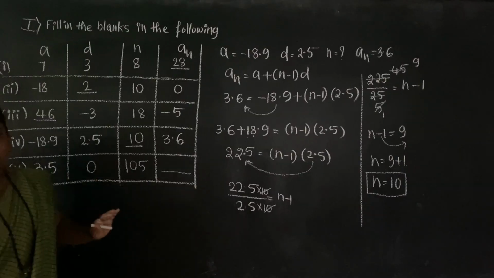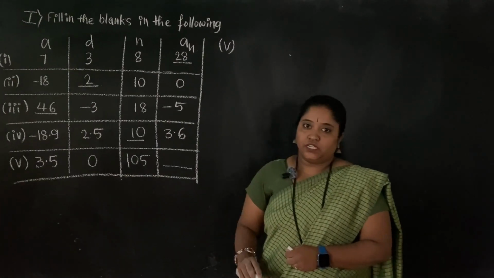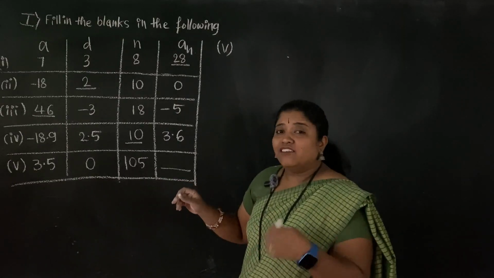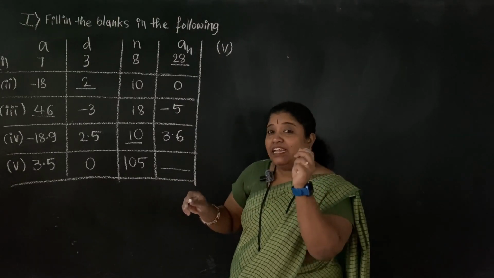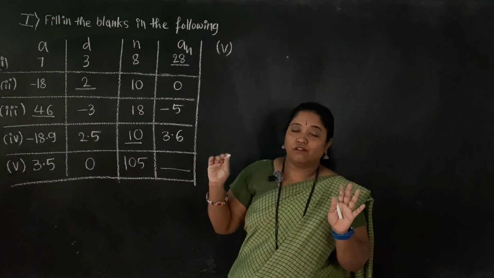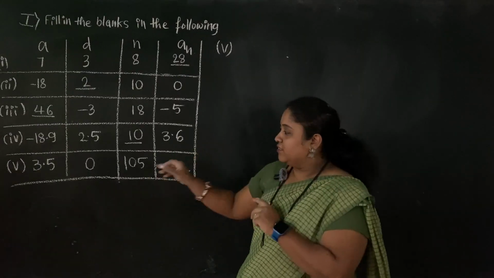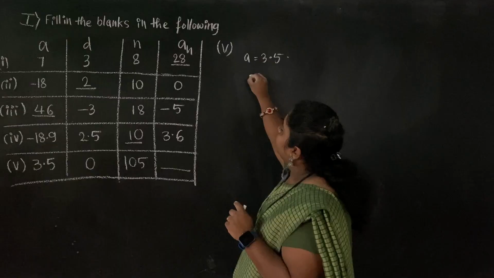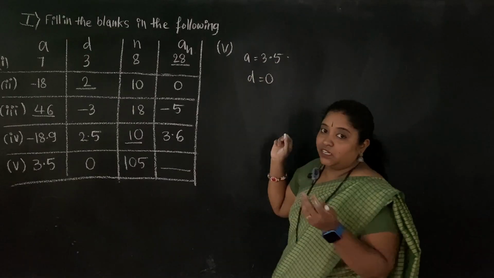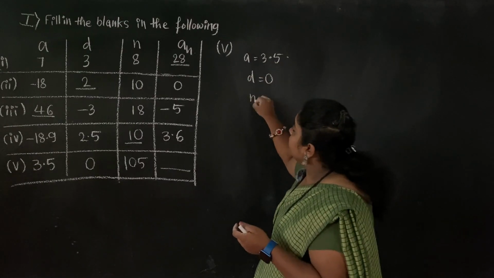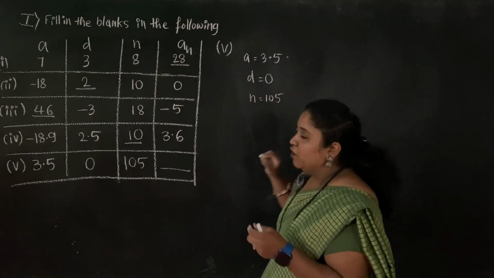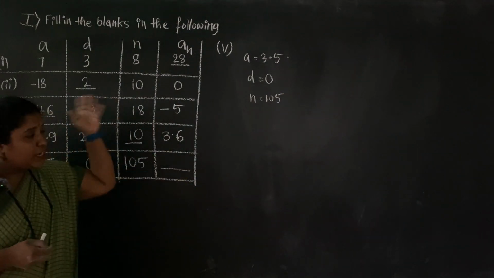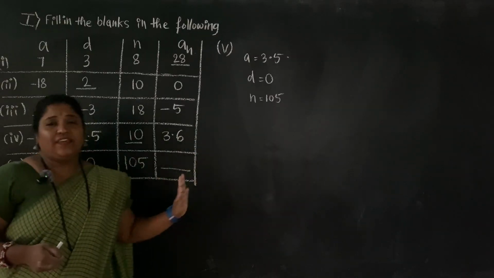We'll move to the last question. Look at the last question, dears. When you see the last question, what all are provided, the last question does not even need an explanation. You can directly, quickly write the answer. Why? See, look at the question. a is provided 3.5. d is how much? d is 0. n is equal to 105. Use your common sense. Little common sense is required here. You need not even calculate such a lengthy answer.